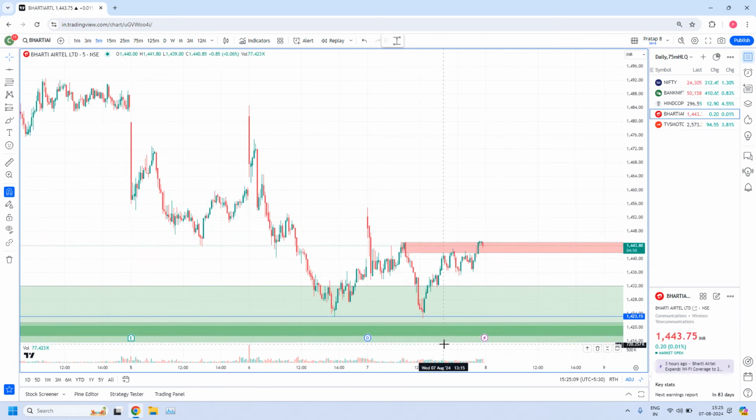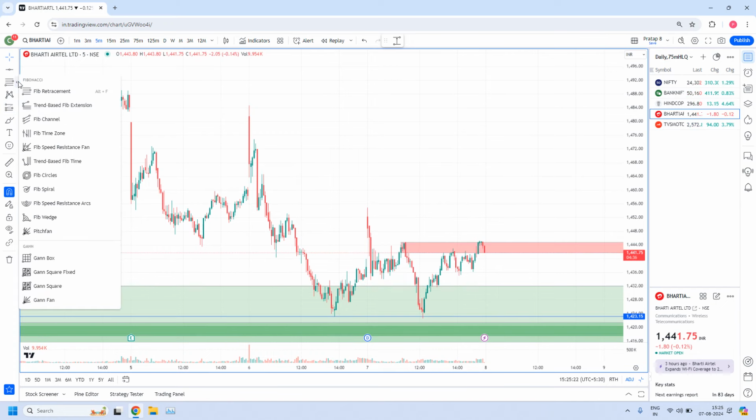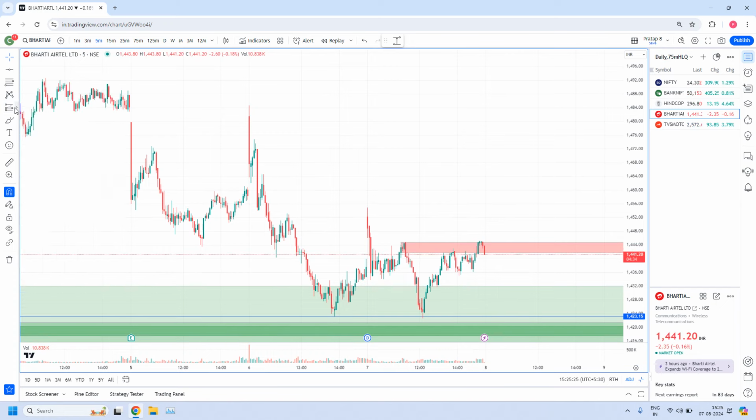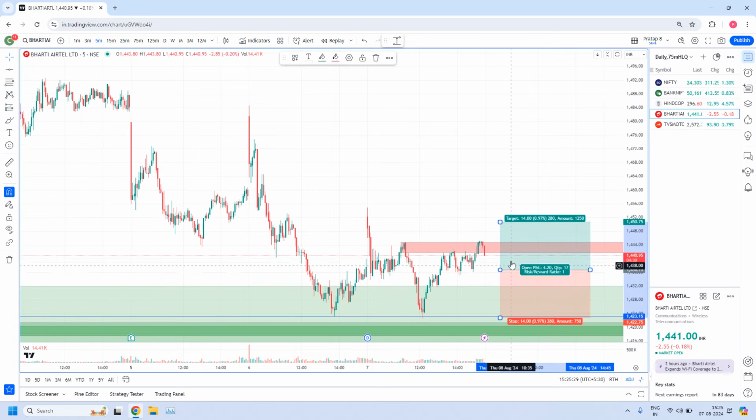But here you get a question. Do I have enough RR? Is RR available? Check the RR. You will get 1:3 RR, even by adding this entire buffer. Let us check the RR. Is enough RR there or not?